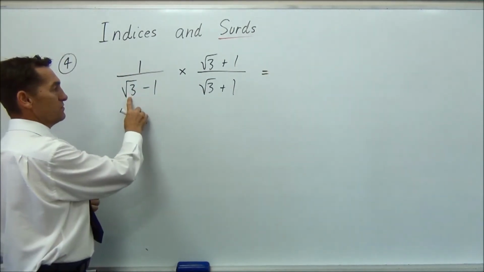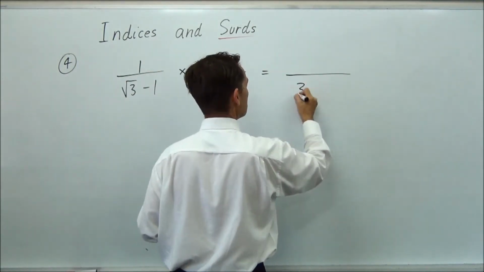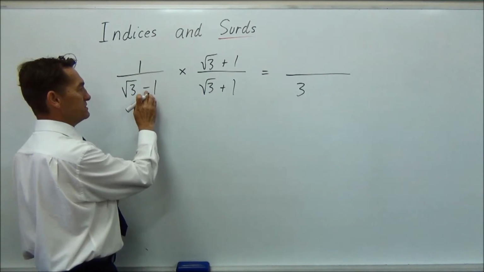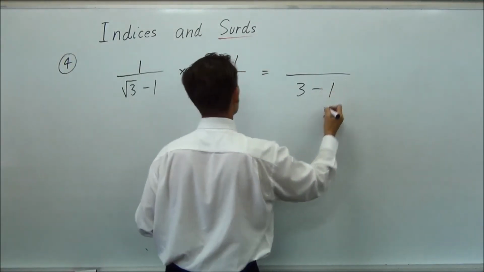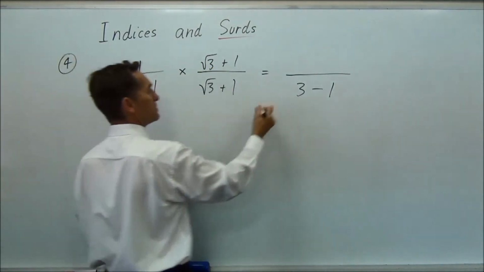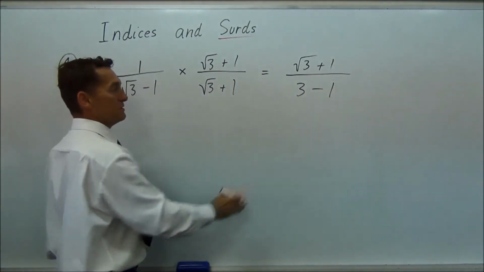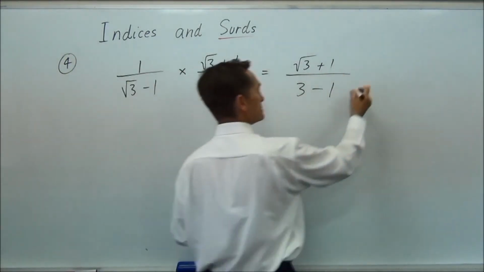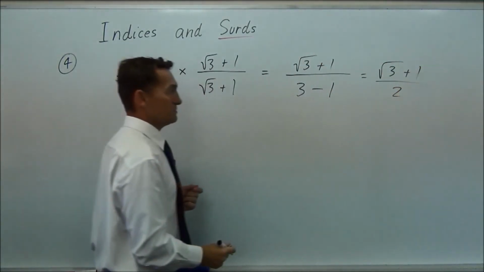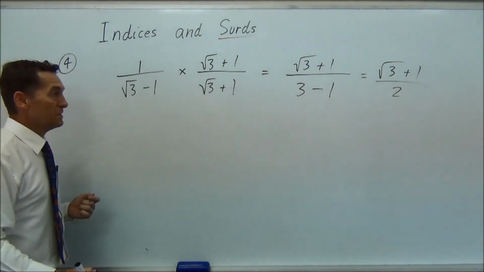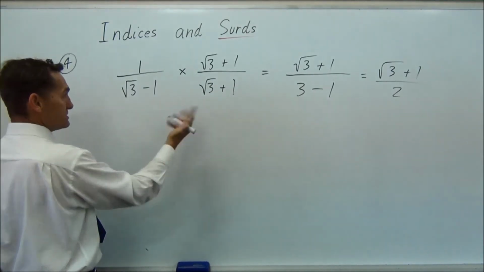Okay, so root 3 times root 3, well a root times a root is just the number, that's a 3. It's the difference of 2 squares, so we're going to have a minus sign, and 1 times 1 is just 1. Now we've got one lot of the top, it's just root 3 plus 1, and clean up the bottom, and that's it, you're done. So that's going to equal root 3 plus 1 over 2. Okay, you can check out another video for the difference of 2 squares. We'll do that another time.